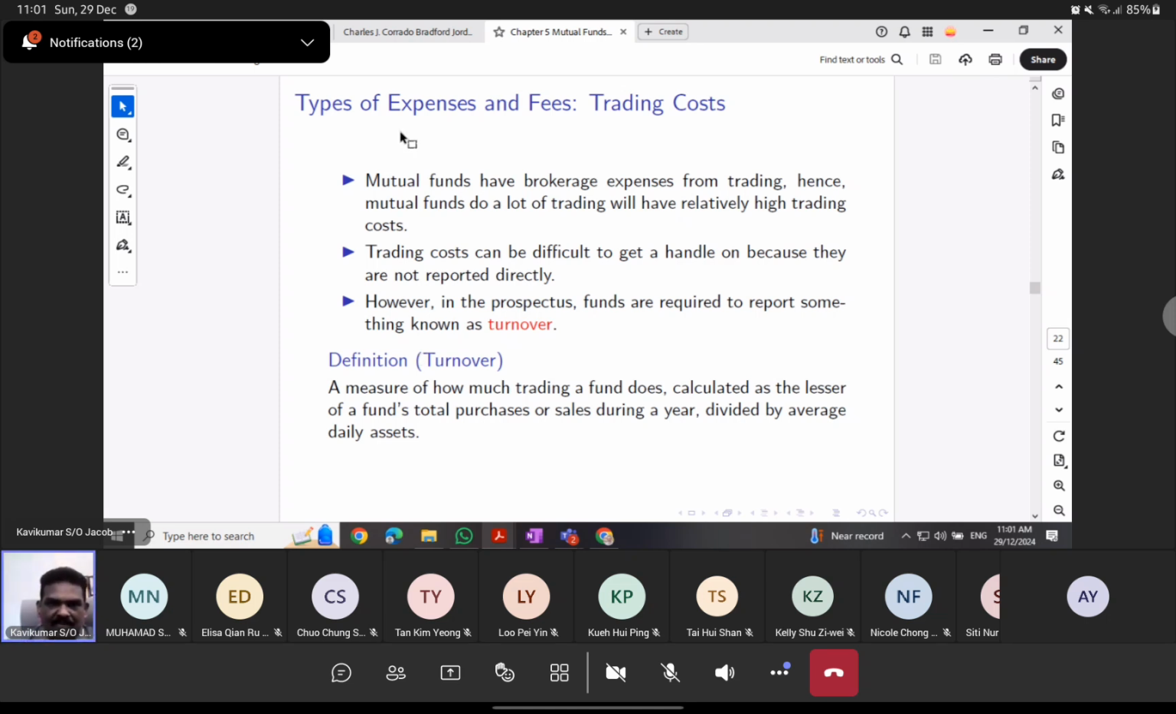The last one in the types of expenses and fees is trading cost. Mutual funds have brokerage expenses from trading. And mutual funds do a lot of trading.